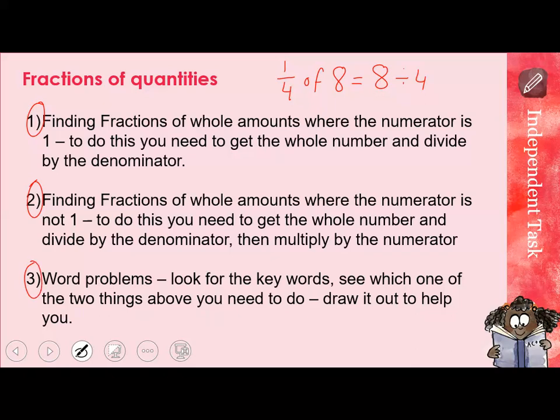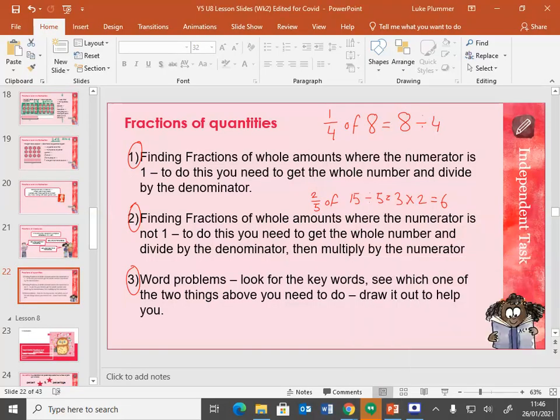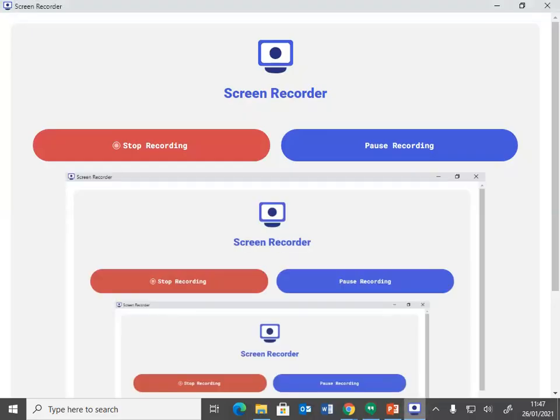Challenge 2: we're finding fractions of whole amounts when the numerator is not 1. Say, for example, if I had 2/5 of 15. What I have to do is take the whole number, which is 15, divide it by the denominator, which is 5, and then multiply by the numerator, which is 2. The last one is word problems. Have a think about the word problem and draw it out if it is going to help you. And over to you.